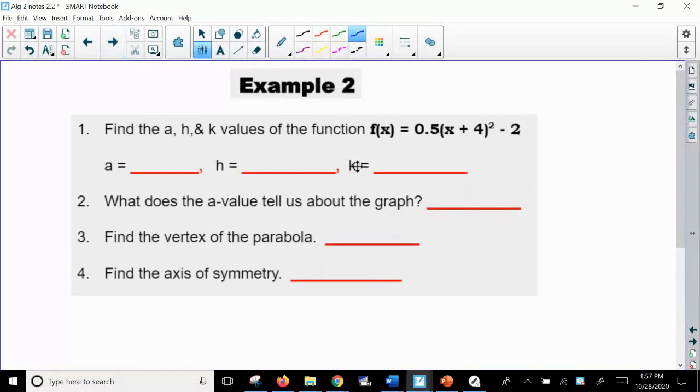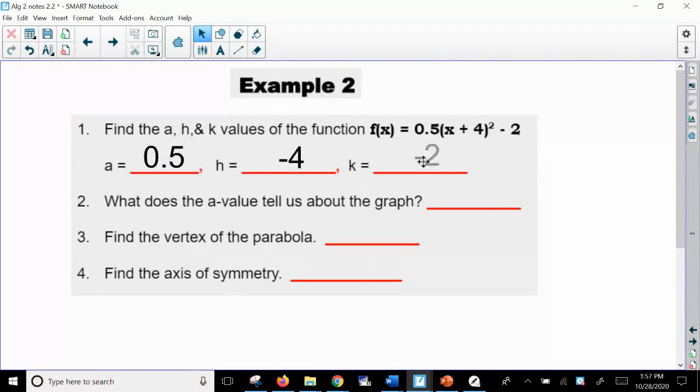On the next example, so a is 0.5, h is -4, and k is -2. We see that from the equation. So again, I'll write it. Here's a, here's h, here's k. Remember to switch the sign of the h. My k looks really ugly.